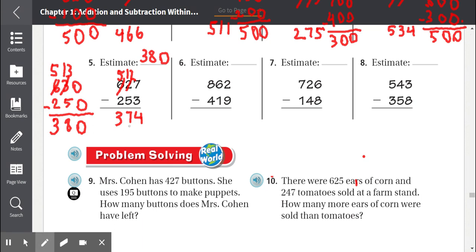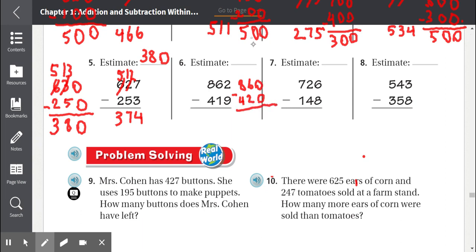Number 6. First we estimate, then we round to the nearest 10 to find the difference. So we have 862. It is between 860 and 870, but it is closer to 860. 419, we're going to round to the nearest 10. 419 is between 410 and 420, but it is closer to 420.